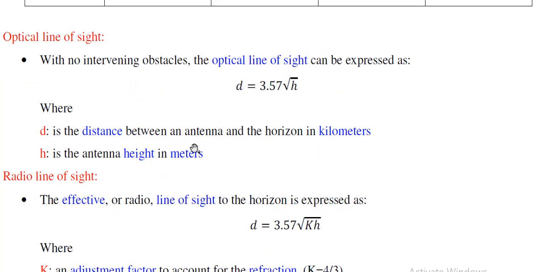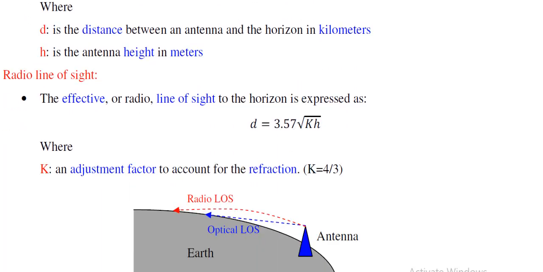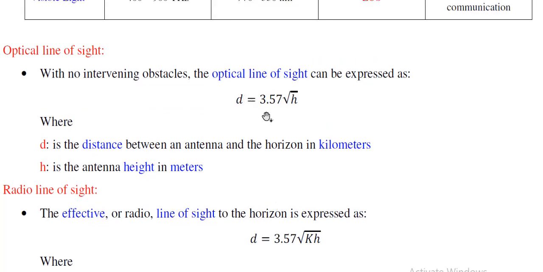We have the optical line of sight in order to calculate the distance between two antennas with no intervening obstacles. The line of sight is as follows, for the distance if the first antenna is at height h and the second antenna is on the floor or on earth. So the maximum distance between them is d equal to 3.57 square root of h, where h is the height of the antenna in meters.